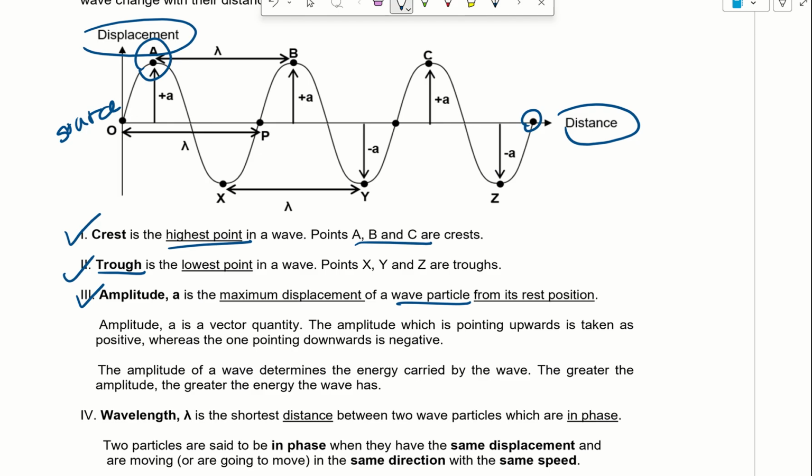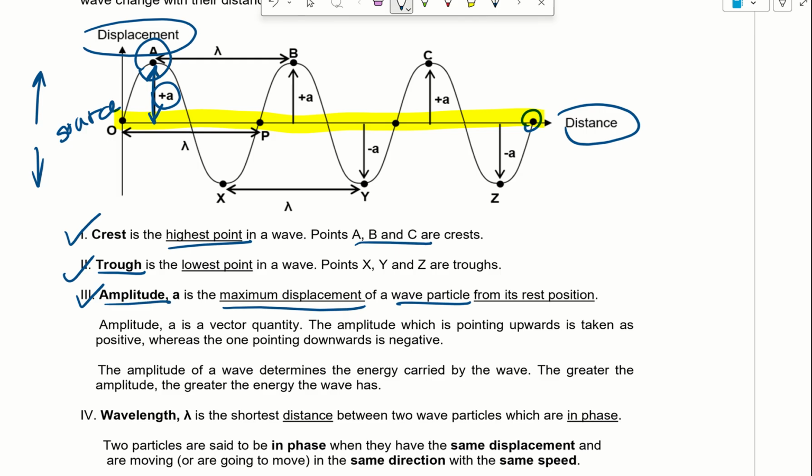Where is the rest position? The rest position is this line. Now, if there is no disturbance, all the particles should be on this level. But because it's a transverse wave, I shift the rope up and down, so the particles will be displaced. So particle A is displaced and it goes up. Okay, and it happens to go to the highest point. When it goes to the highest point, this vertical distance is the displacement. Okay, this is the maximum displacement, and therefore it will be the amplitude.